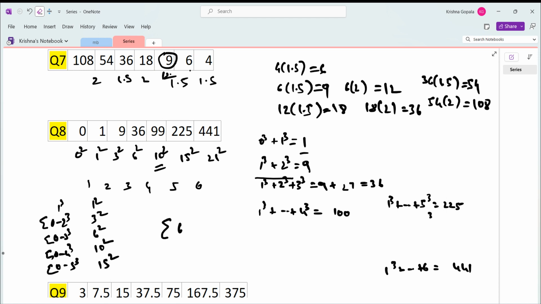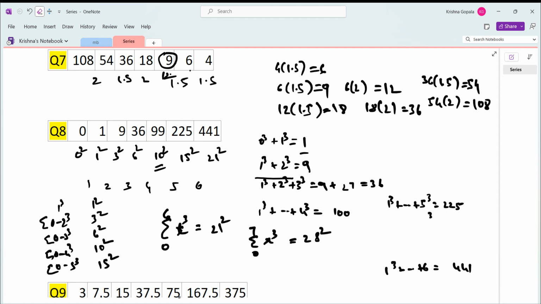Sigma x cube, 0 to 6, this is equal to 21 square. Sigma x cube, 0 to 7 would be equal to 21 plus 7, 28 square. Like this. This is a wonderful series.